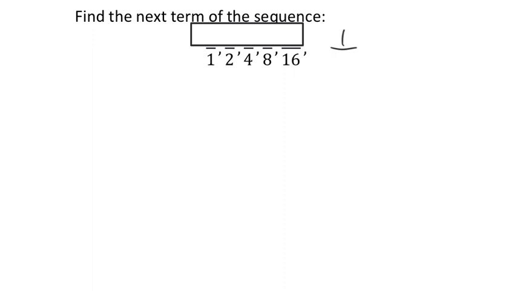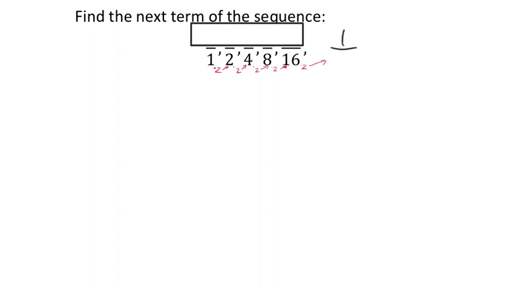If I were to look at this one, I could see that I would multiply 1 by 2 to get the 2. 2 times 2 is 4. So this is just showing a repeated multiplication of 2 to get to the next term. 8 times 2 is 16. And then 16 times 2 would be this next one right here.